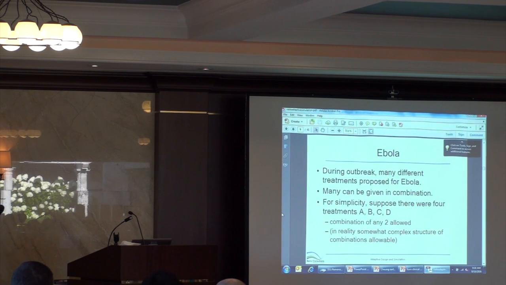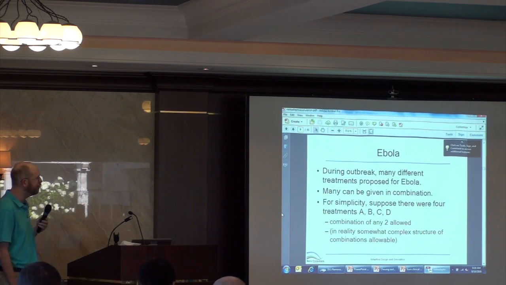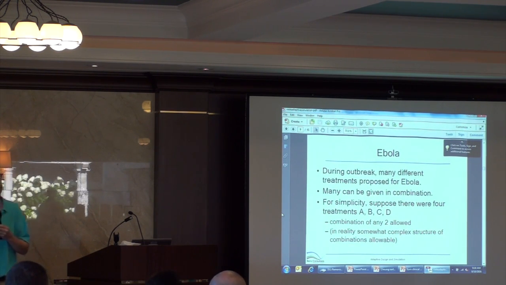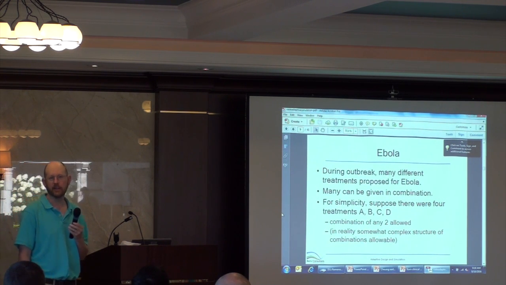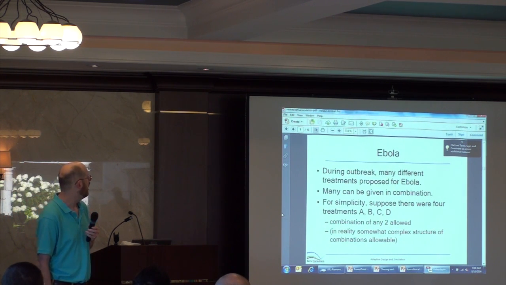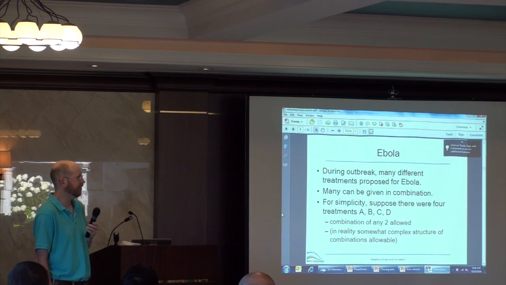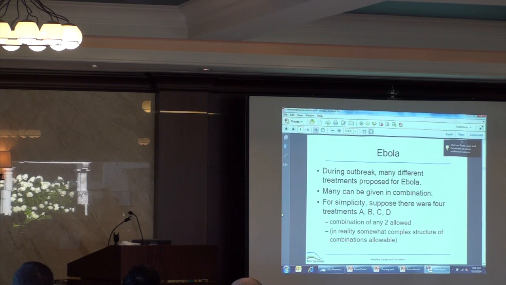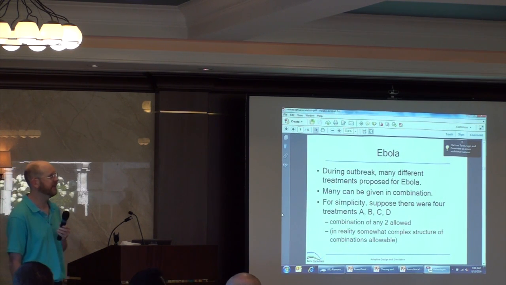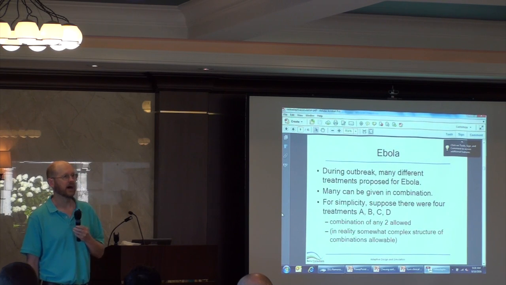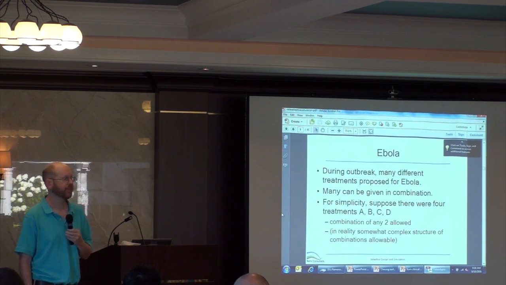I'm just going to give these letters. So suppose we had 4 treatments, A, B, C, D. In reality, there were probably 5 or 6. Suppose you also are interested in combinations. So this was a big deal. This is becoming a big deal. A lot of deals and combinations are important. So not only could I give A, B, C, or D, I could give A and B together. I could give A and C together, A and D together. So I can mix and match these.